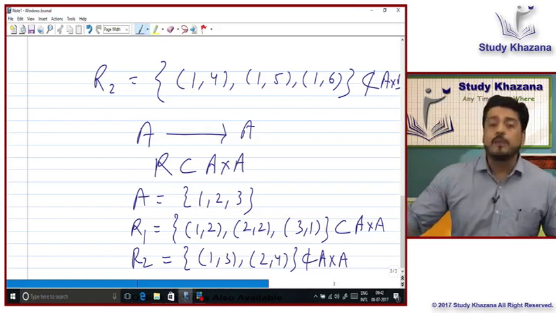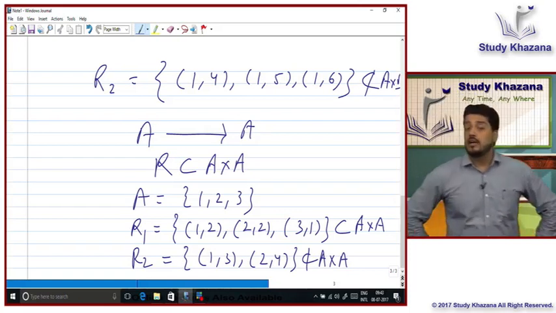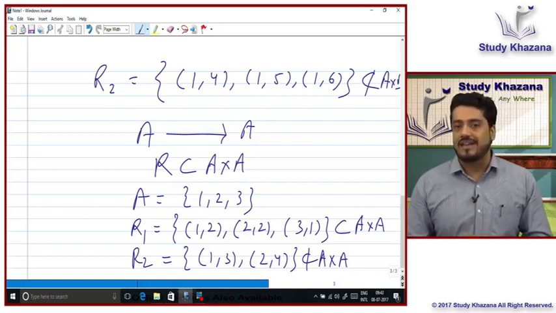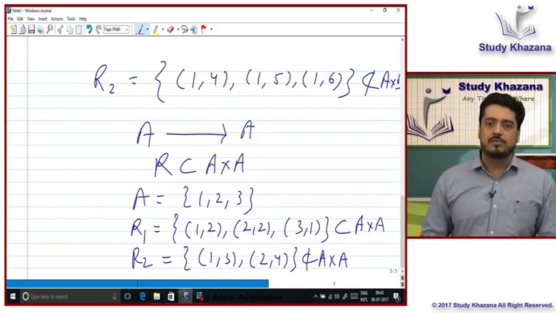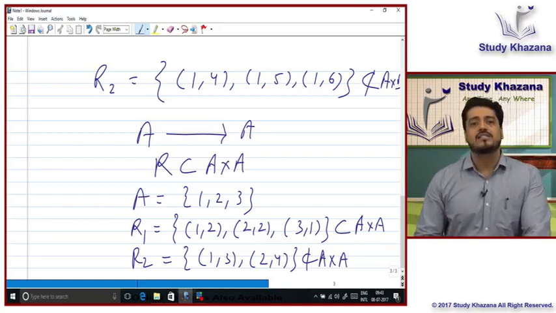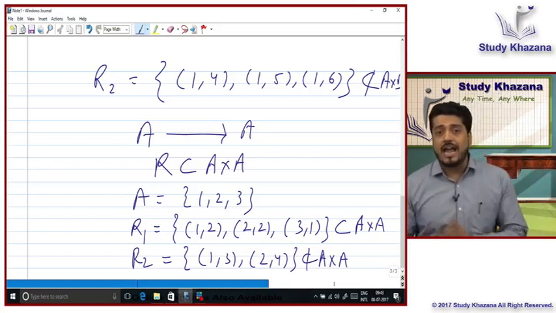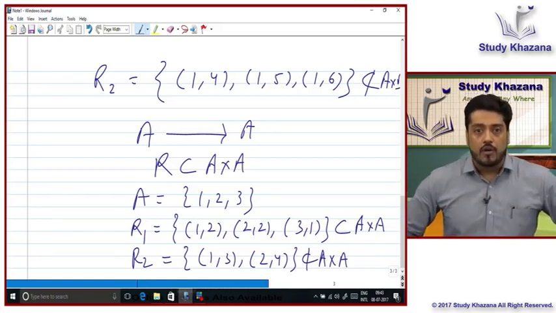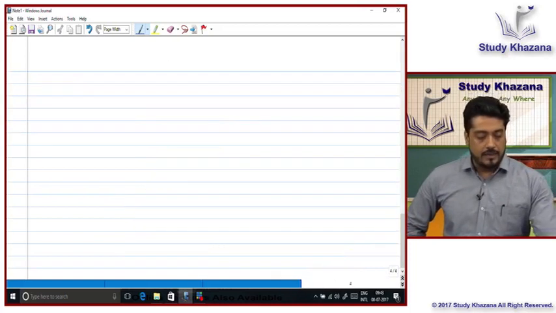Now the important point arises: what are the types of relation? That is the most important topic in class 12, and there will be a question of 6 marks for sure in your exam related to this topic, that is, types of relation. So firstly, I am going to introduce the very first type, called reflexive relation. What do you mean by reflexivity?